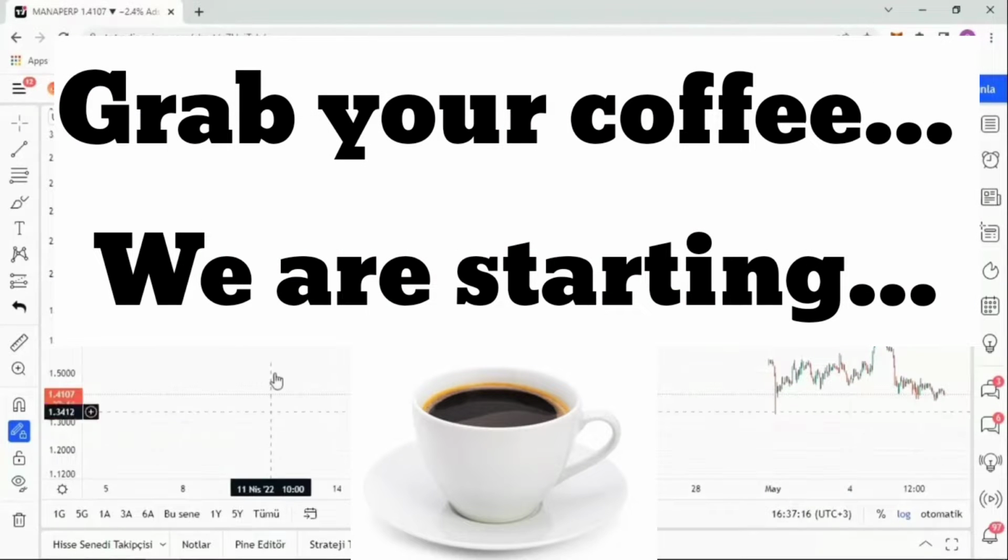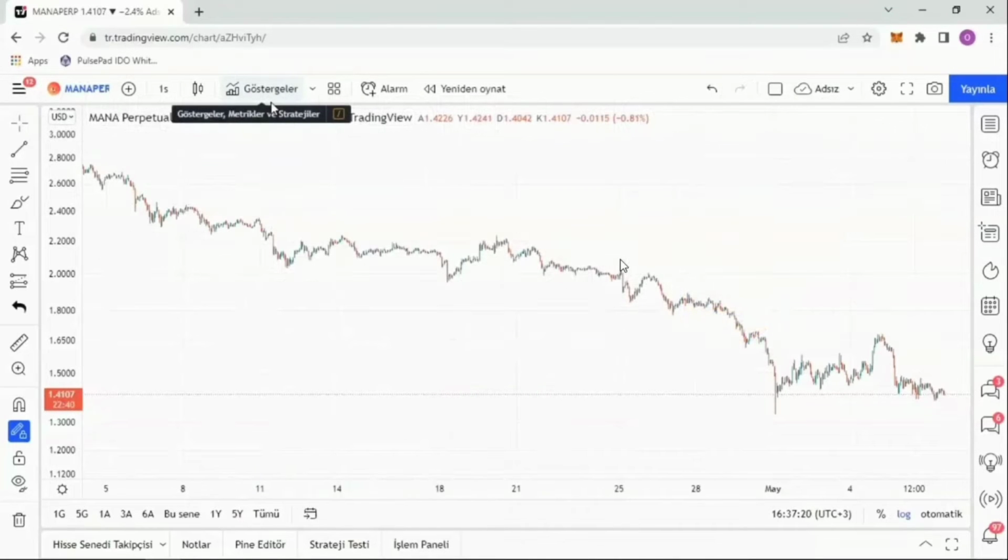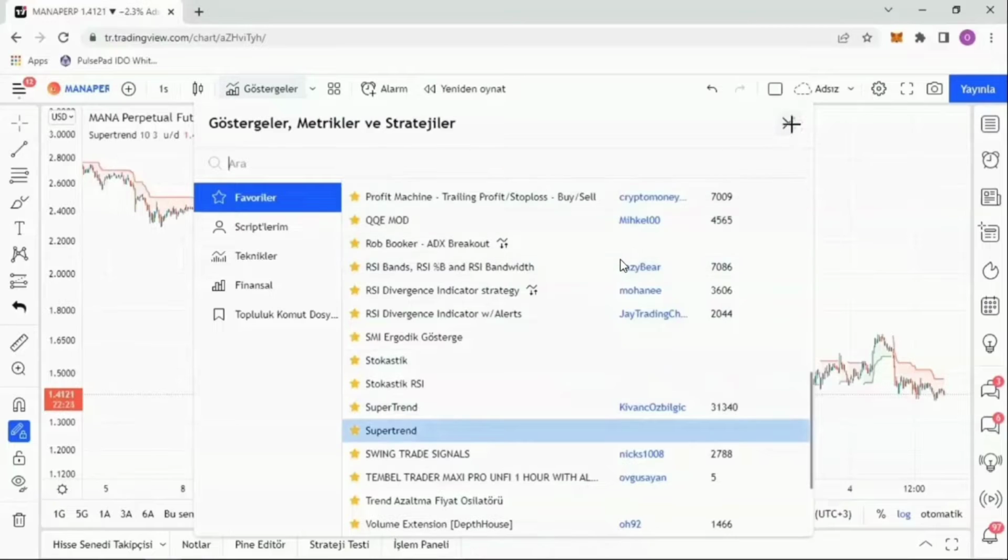Okay, let's give it a start. First, let's understand what a Supertrend indicator is, how it works, and what is the mathematical model behind it. Once we understand, we will be able to use this popular indicator with all of its potential. Let's open Supertrend on our chart.